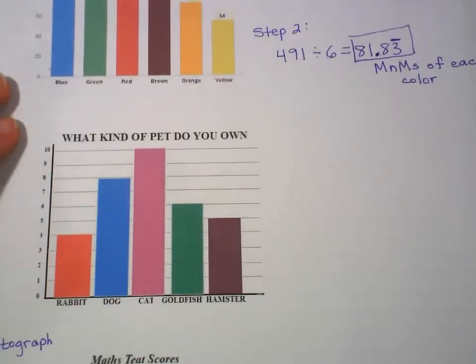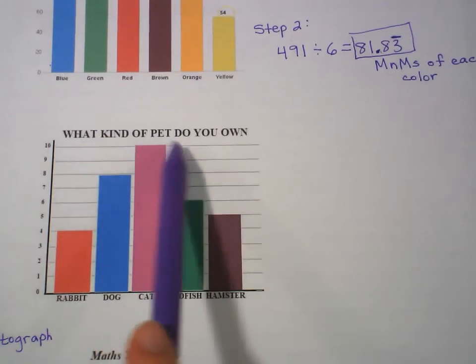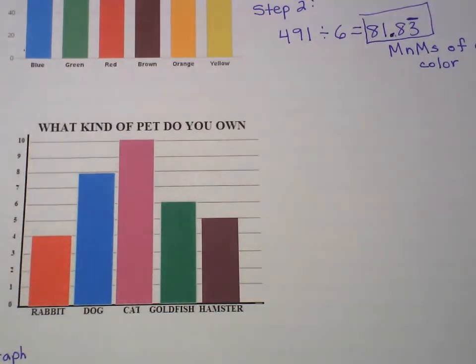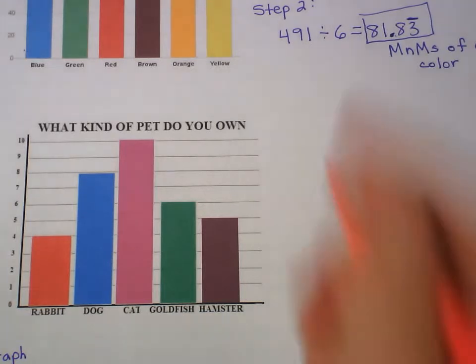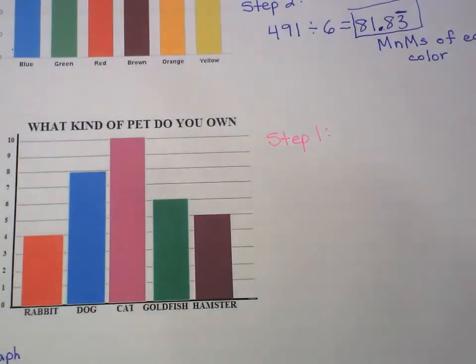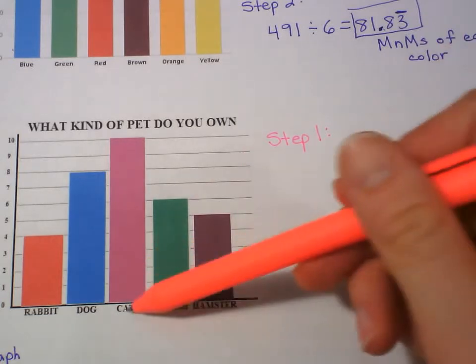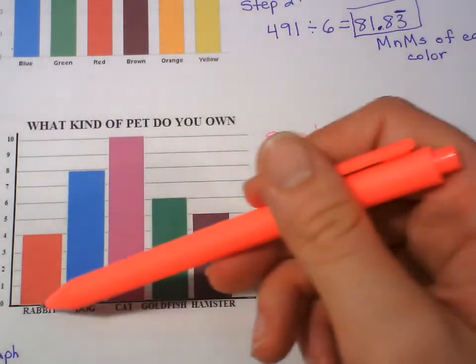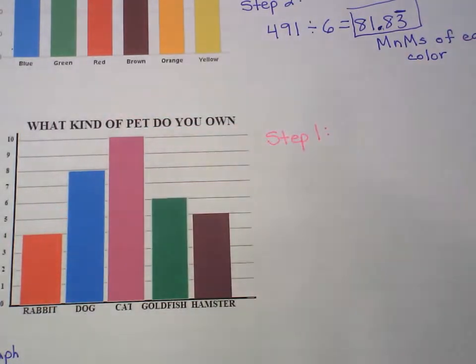Okay, let's do our next bar chart. What kind of pet do you own? The options, we had a bunny, a dog, a cat, goldfish, or a hamster. So, let's total them up. Step 1, let's find the mean, the average. Now, from looking at this bar chart, it's clear what type of pet was most common? The cat. 10 students had a cat. What was the least common? The rabbit. Only 4 had bunnies.